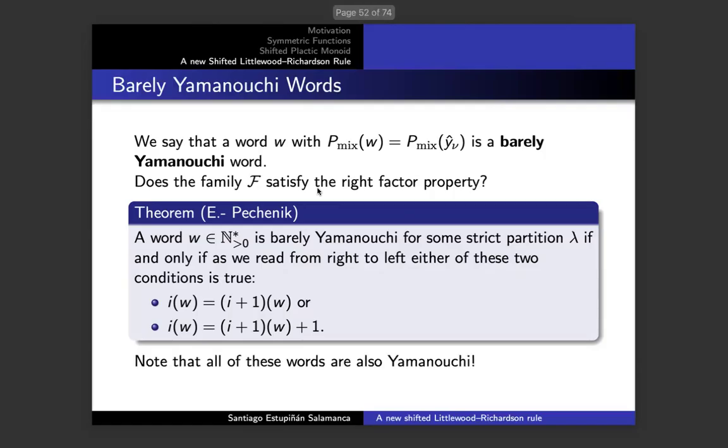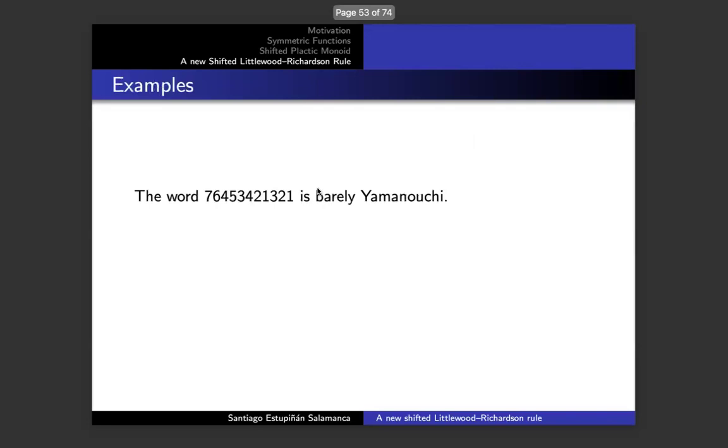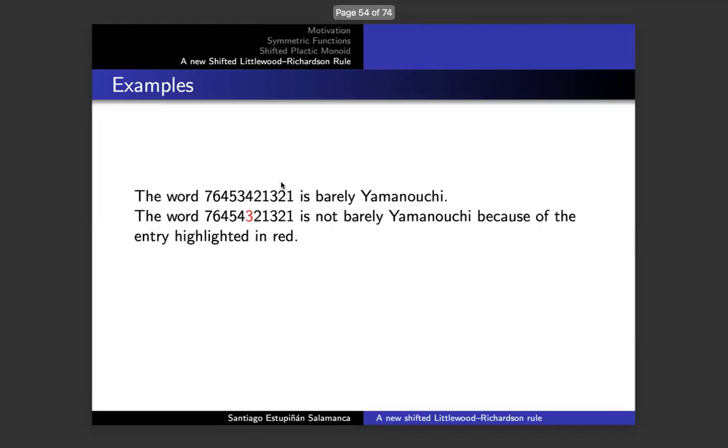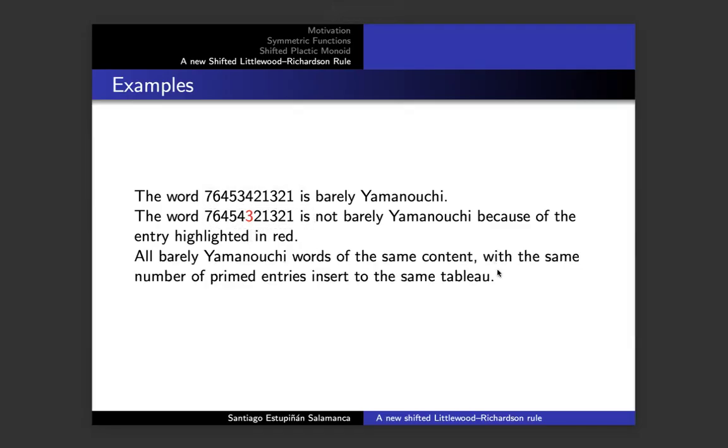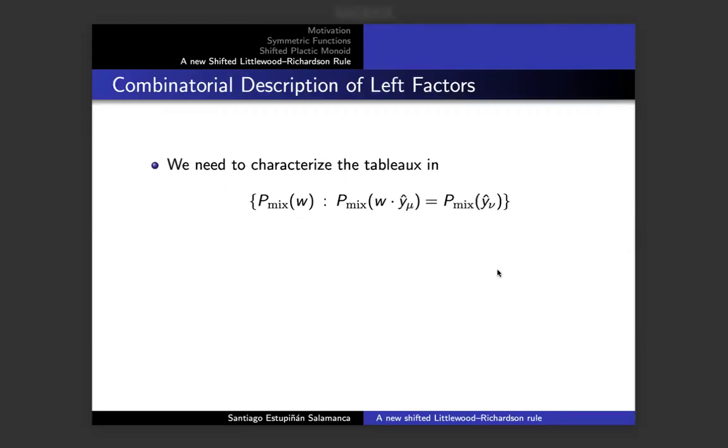In particular, note that all of these words are Yamanouchi, so that this is indeed a generalization. And this is an example of a Berele-Yamanouchi word. The second one is not Berele-Yamanouchi because in the red position, the number of threes is 2 times greater than the number of fours. And yes, again, all Berele-Yamanouchi words of the same content with the same number of entries insert to the same tableau. And so this family satisfies the right factor property.